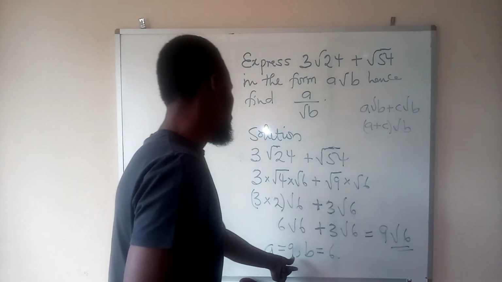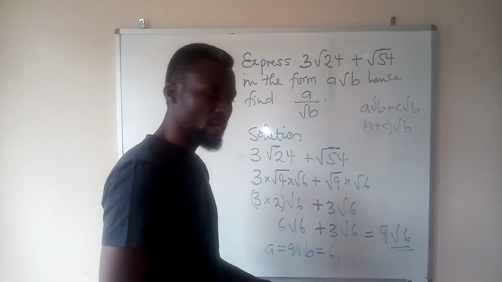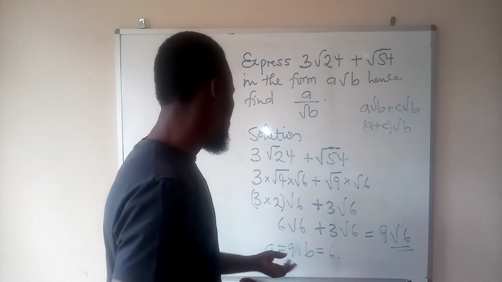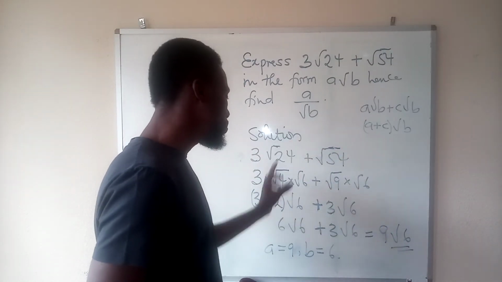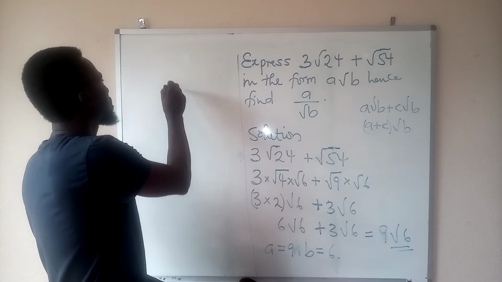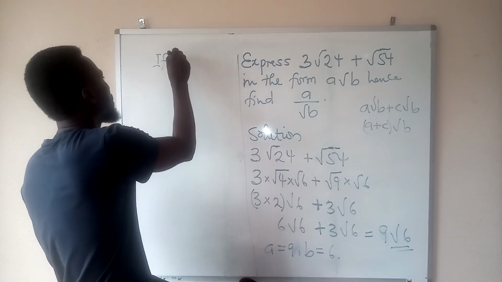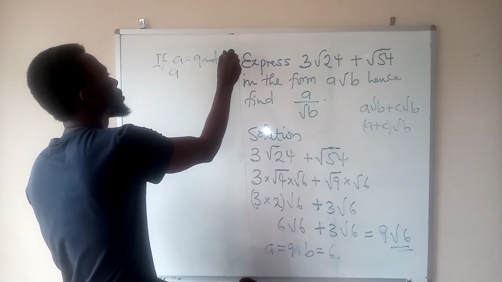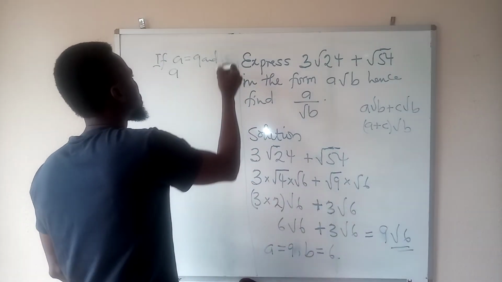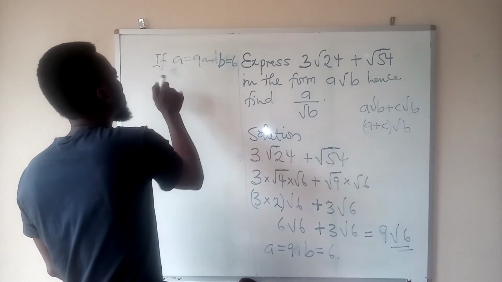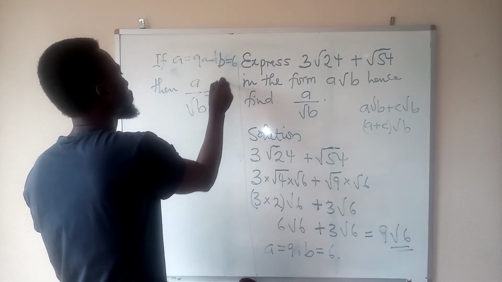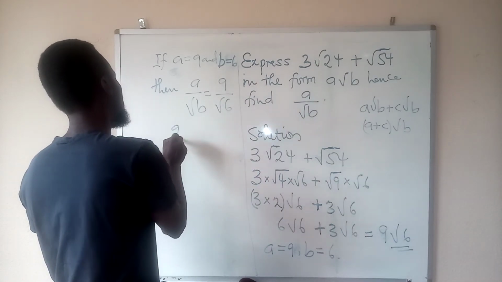We are doing this because we are going to use it in the second part of the question. This is a pregnant question, because after doing this, we are supposed to do this part also: hence, find a over root b. Where is our a? Our a is 9 and our b is 6. Attending to the second part of the question, if a is equal to 9 and b is equal to 6, then a over root b will be equal to 9 over the root of 6.